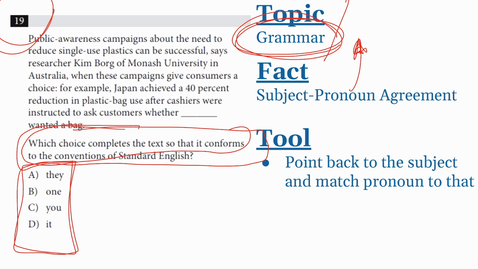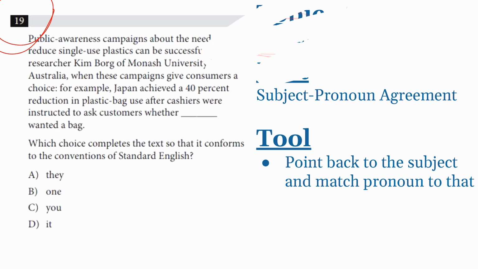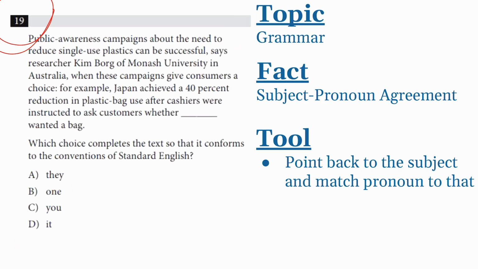So on these, I don't really care if you write them under topic or write them under fact, right? The bottom line is you need to understand when a subject and a pronoun agree. They have to agree. If a subject is singular, then its subsequent, which means later, pronoun must also be singular, and same if the subject is plural. So my tool is really simple on this one. You need to point back to the subject and match it so that we have both singular, both plural. Let's see what that means.